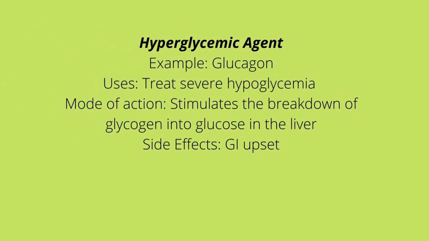Hyperglycemic agent. Example is glucagon. It's used for severe hypoglycemia when the patient is unable to take any oral glucose. Normally the patient will be unconscious or not safe to swallow. Mode of action: it stimulates the breakdown of glycogen into glucose in the liver. Side effects include GI upset, like nausea and vomiting. Always remember it's administered subcutaneously, IM, or via IV route.